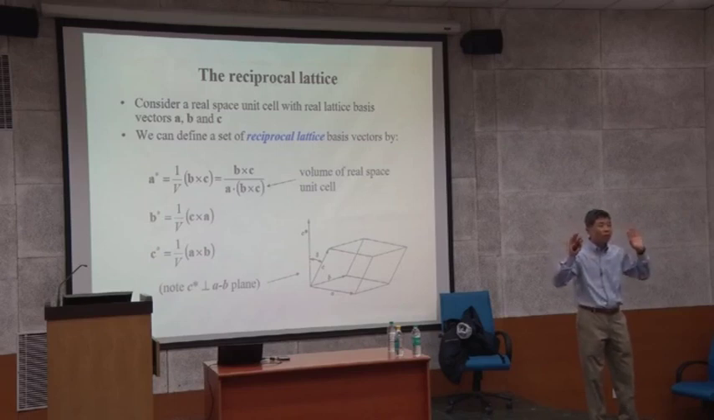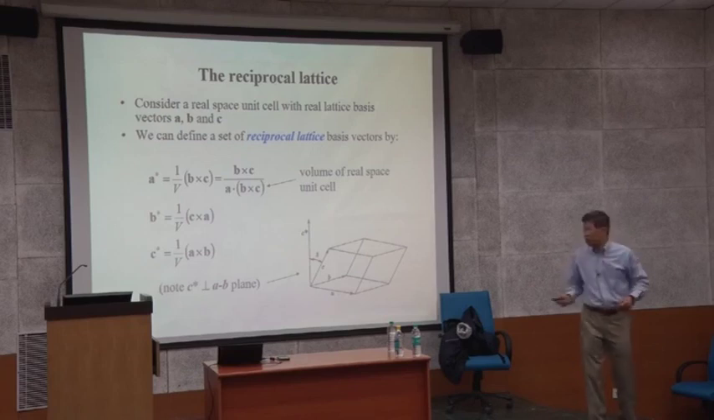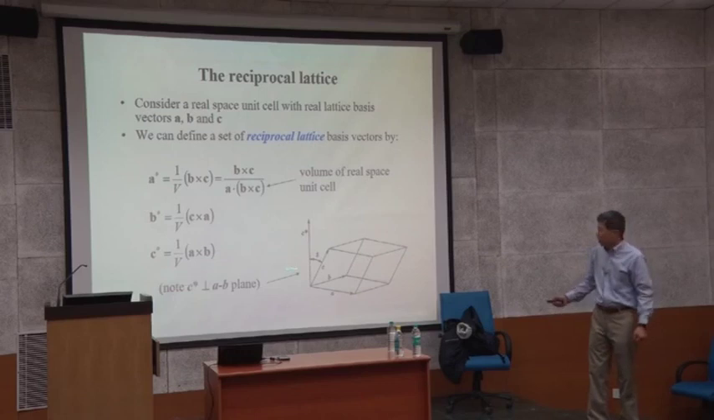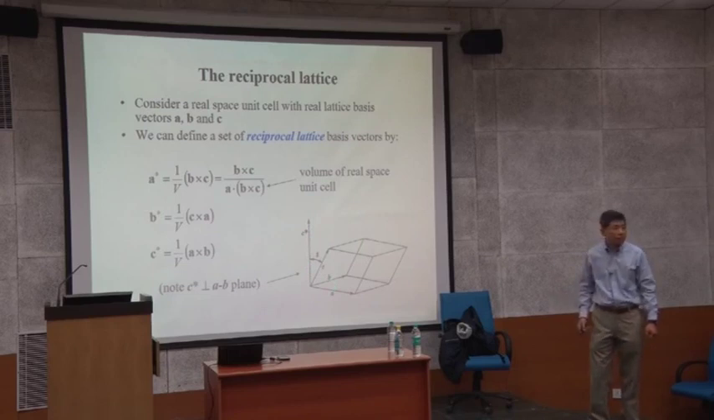In an orthogonal system, especially an orthogonal cubic system, all the perpendicular directions are the same as the plane. A cross B is parallel to this one. But this is a non-orthogonal system, and then this direction C star is formed by A cross B.